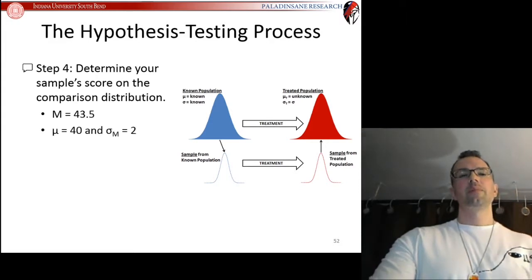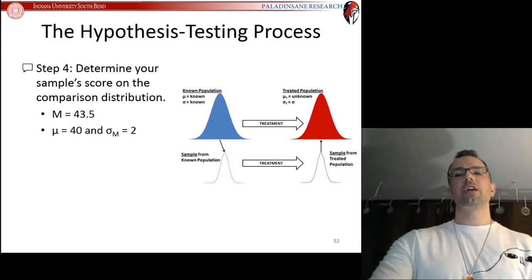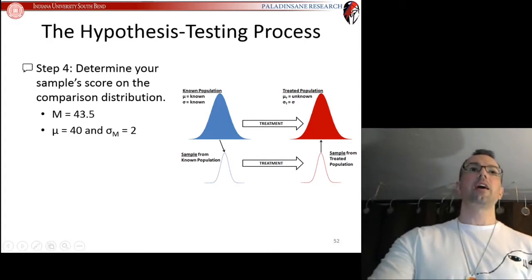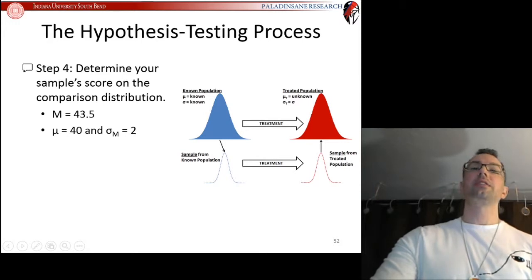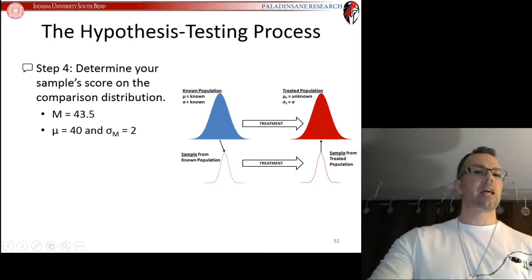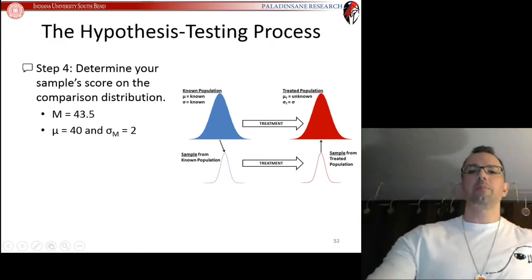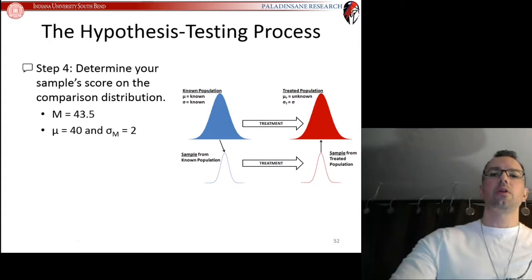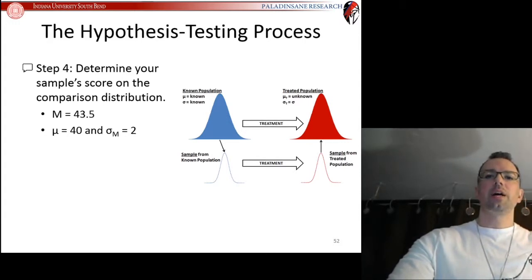The comparison distribution has a mean of 40 and a standard deviation of 2. And it's important to remember that we need to find our sample's position on a distribution of sample means. So we have a sample mean, we've got to compare it to sample means. That's why we're using the comparison distribution. But from here on out, we use our z-score formula.